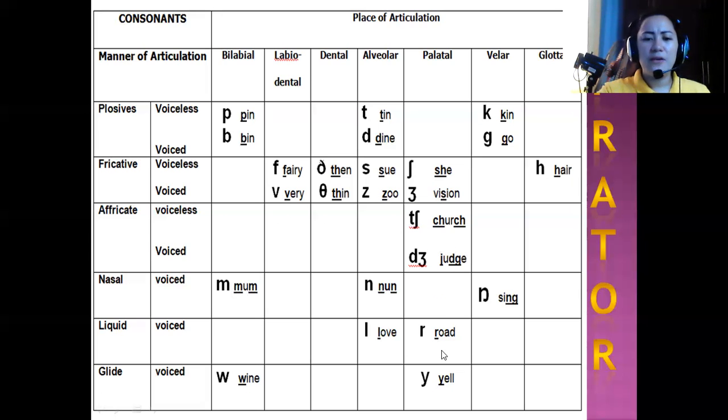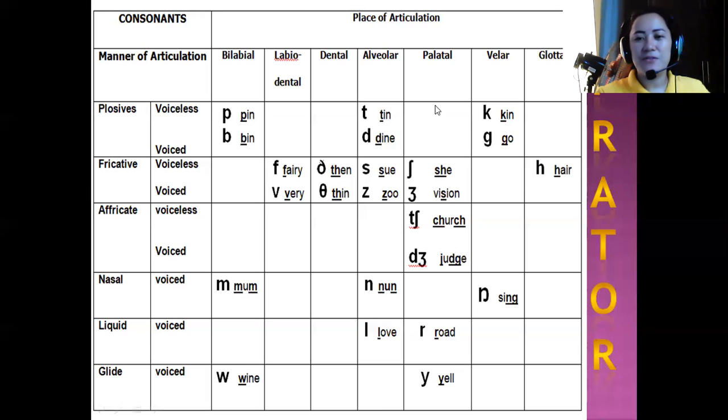So we have the liquid, like in the word road. The tip of your tongue is trying to curl to the palate. Also in this sound, the side or the blade of your tongue is touching the palate. So as simple as that.